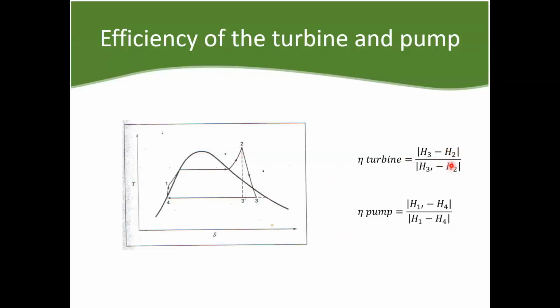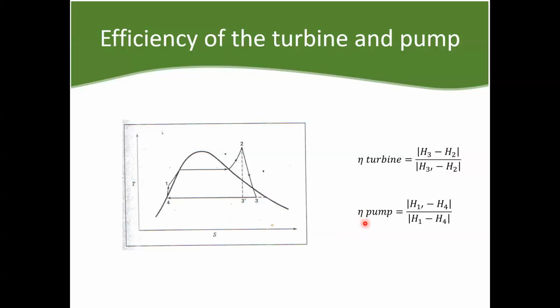So for the turbine and pump, it's always their actual work generated or required divided by their isentropic or ideal work. So for the pump, I'm sorry, I have to correct myself. In the turbine, we are expecting that the work generated is always lower than the ideal work. That's why the ideal work is in the denominator.